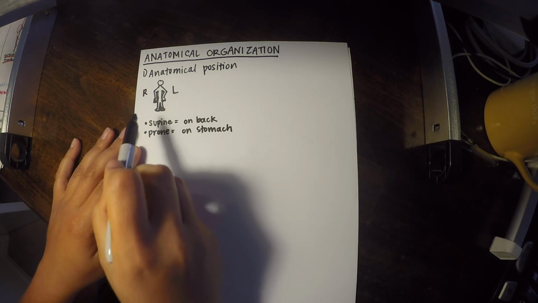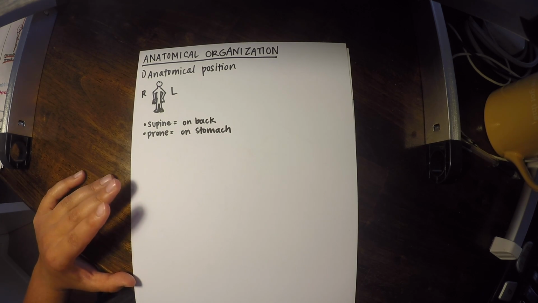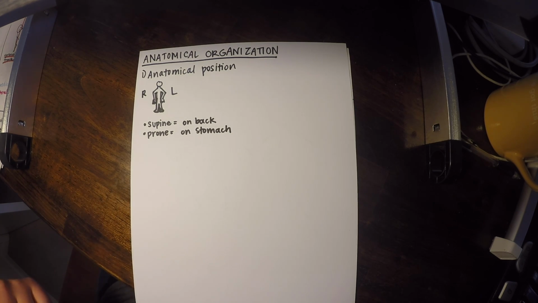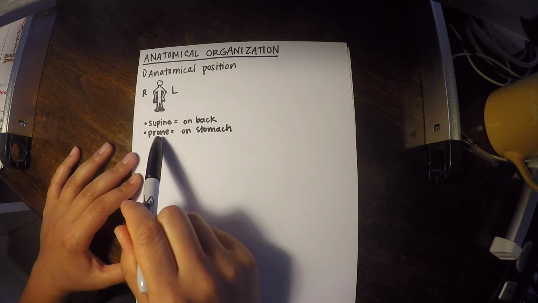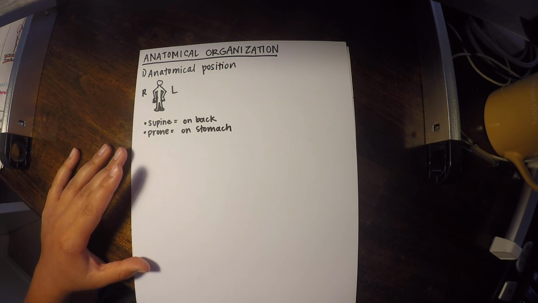So that's separate from the anatomical position, but it's just adding things in. Anatomical position is for how we talk about things and how we discuss body parts in relation to other body parts. But these different things right here, supine and prone, are positions that a person can be lying in.